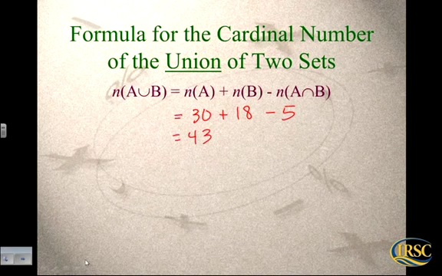Notice that the way they listed it in the formula, you need the number of elements in A plus the number of elements in B minus the number of elements in their intersection, which is really the same as saying the number of elements they have in common, because that's what intersection means. Or you could also use the word both, if that helps. The number of elements in both.